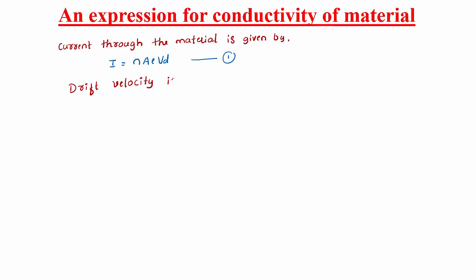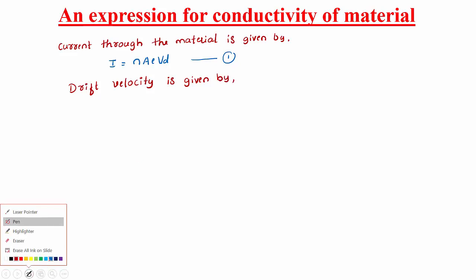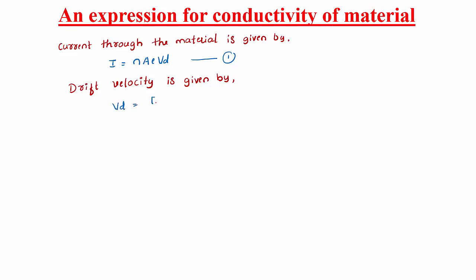Drift velocity is given by, what is the equation for drift velocity? That is Vd equal to E into e divided by m into tau, where capital E indicates the electric field produced inside the conductor, small e indicates the charge on the electron, m indicates the mass of the electron, and tau is the relaxation time. Let us take it as equation number 2.